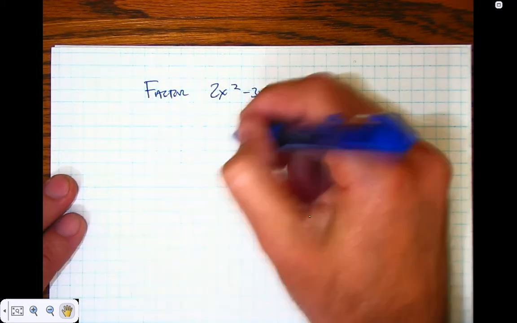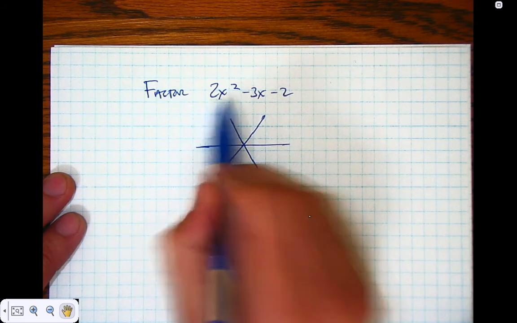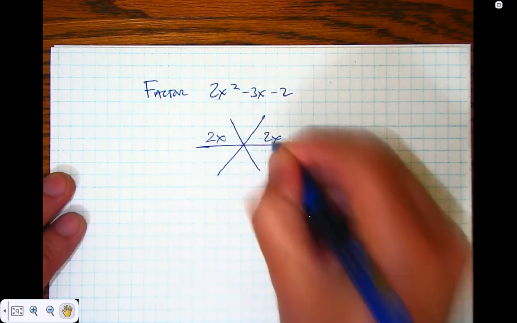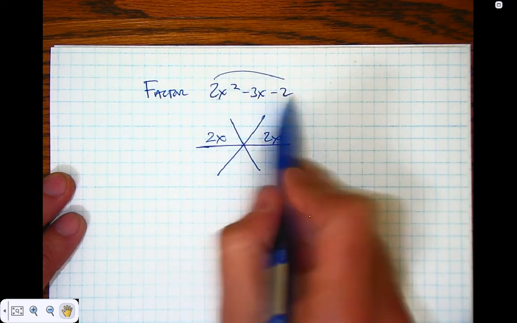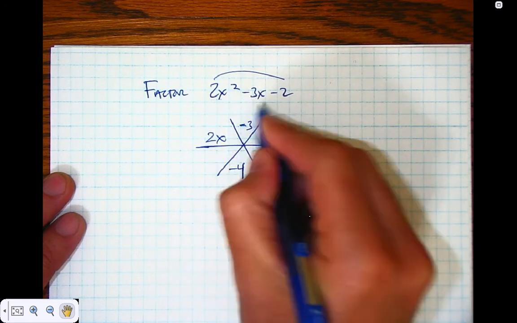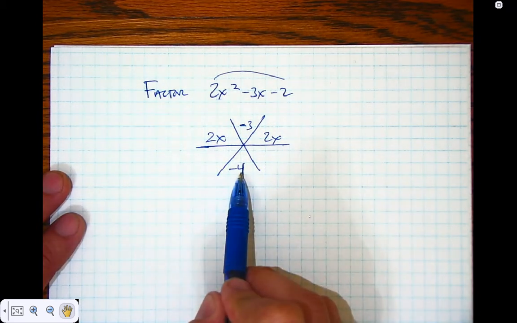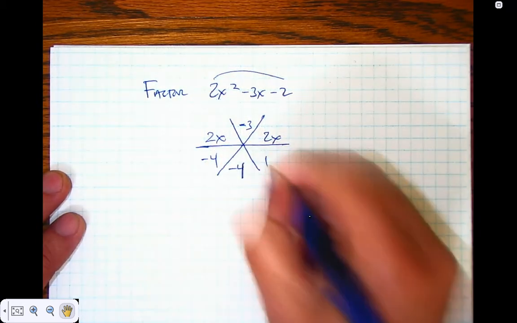If you want a quick, easy way to do this, the way that I do it is called the star method. Whatever this is here, I rewrite it. So I've got 2x and I've got 2x. I multiply the outside numbers. 2 and negative 2 makes negative 4. And then this middle number here, this b value, is negative 3. You're trying to come up with two numbers that multiply to get negative 4 and add to negative 3, which would be negative 4 and 1.